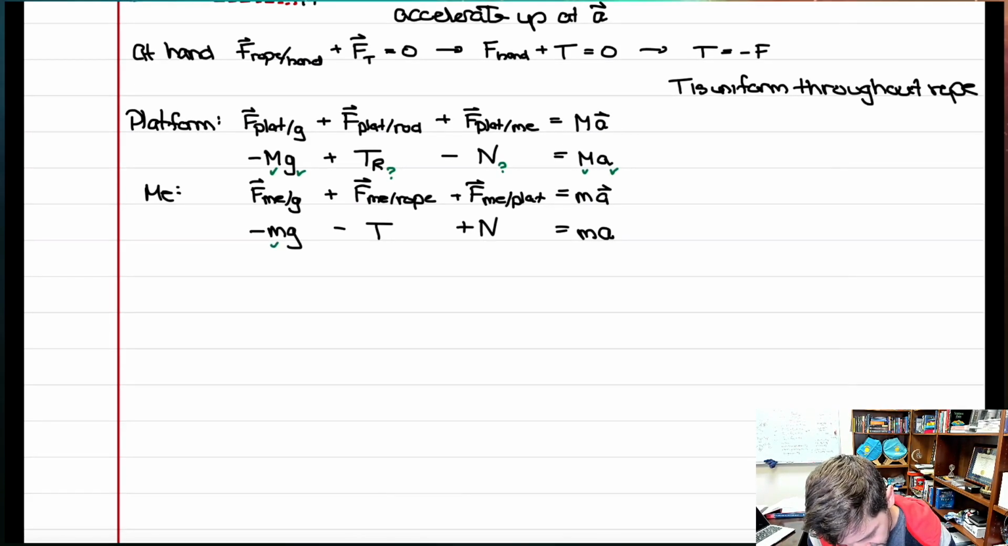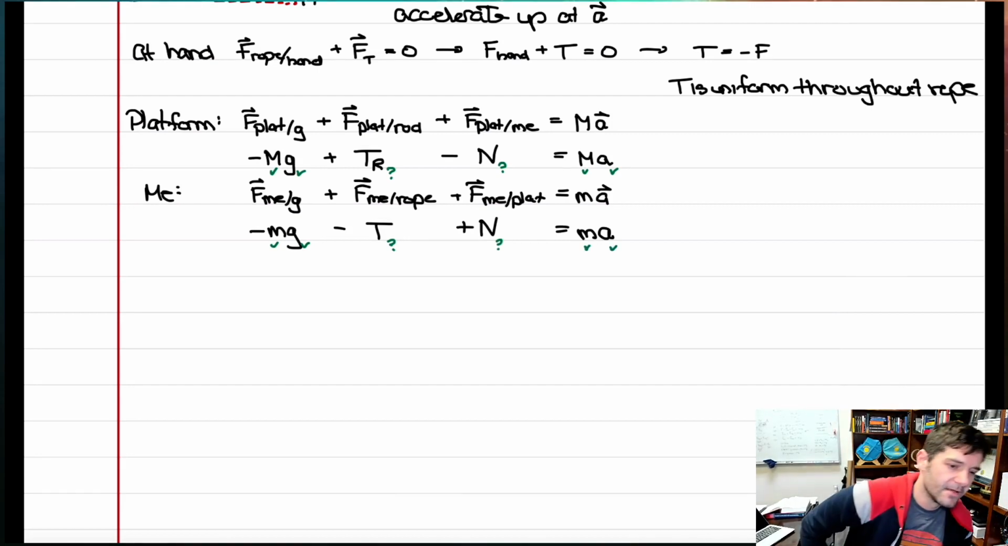Then the second equation, I know little m, I know g. I don't know the tension. I don't know the normal component. I know little m, I know A. So I only have two equations, but I have three unknowns. N, the tension in the rope, and the tension in the rod.